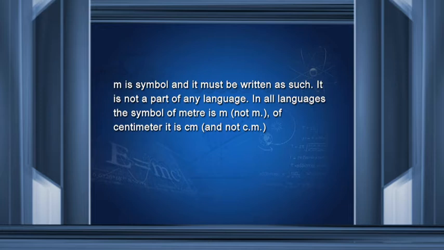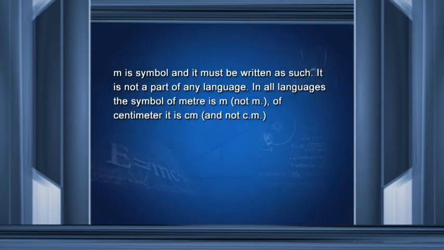I would like to draw your attention to the third column in the previous table, where we have given symbols. m, for example, is a symbol. It is not part of any language. It must be written as such. Distance must be expressed in m. In some places they write meter in their own language. For example, some states in Hindi would write it as me. That is not acceptable. For scientific purpose, the distance must be expressed in m.